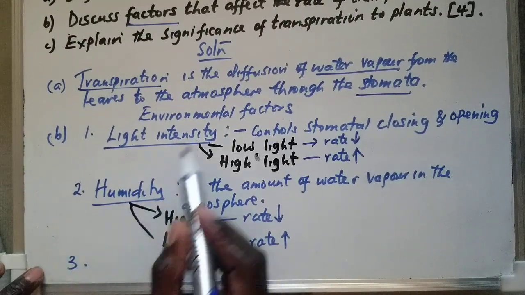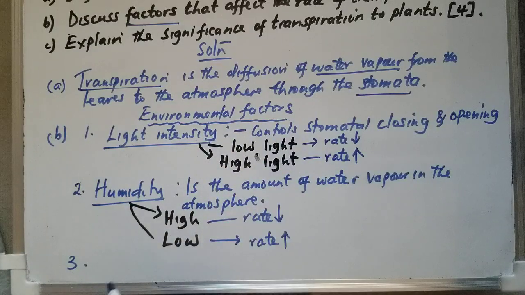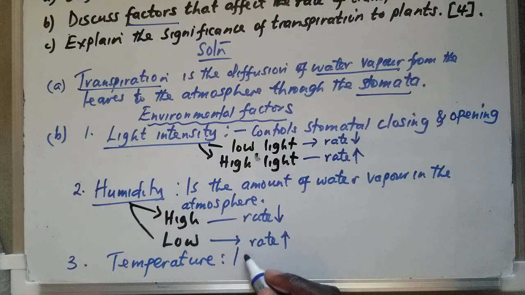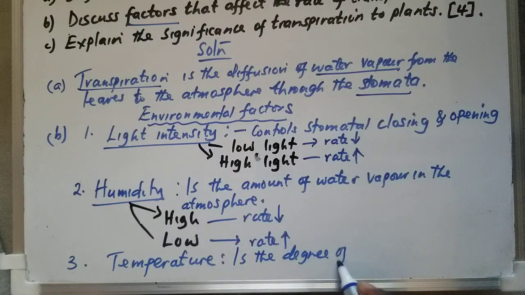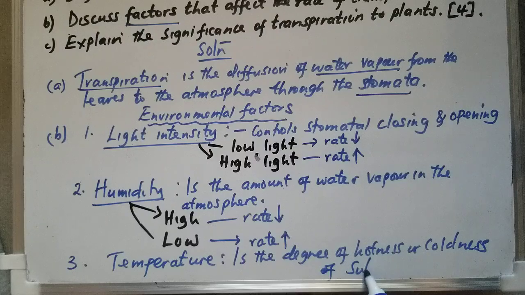Another factor, remember, all these I'm talking about are simply environmental factors, is temperature. Of course, you can start by defining these terms if possible. So temperature is the degree of hotness or coldness of a substance. That's what you can simply say.